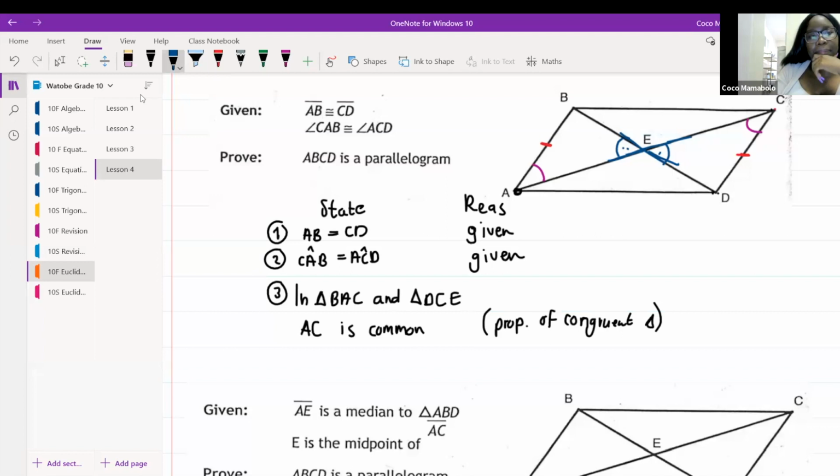Yes, Tabang. They are called vertically opposite angles, ma'am. Good. Yes, that's it. They are vertically opposite.